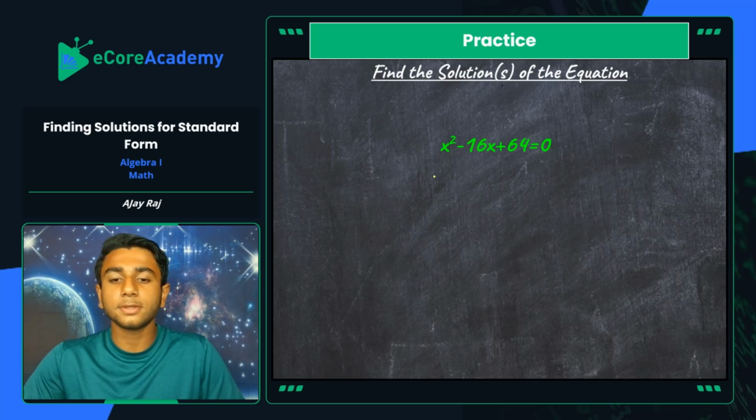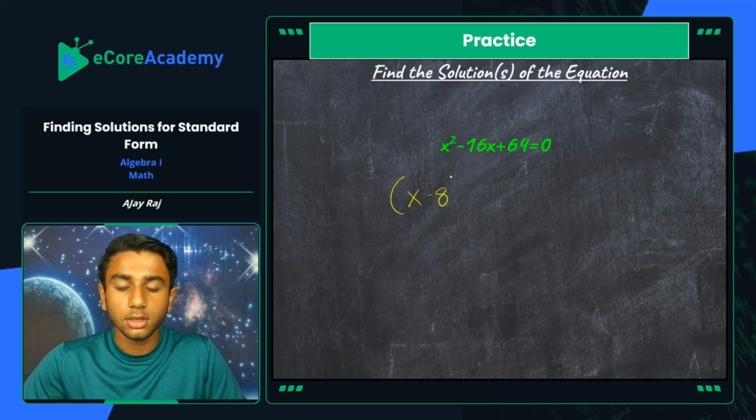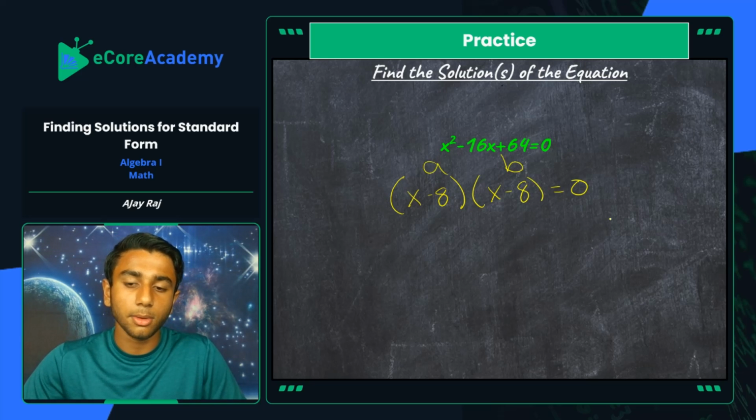Well, the first thing that pops up is 8. And we know that since it's a negative 16, it has to be two negative 8s. So this is going to be a perfect square. So (x - 8)(x - 8) equals 0. And this is a very interesting example here. We know that this is going to be our a and this is going to be our b. So we're going to set both of these equal to 0.